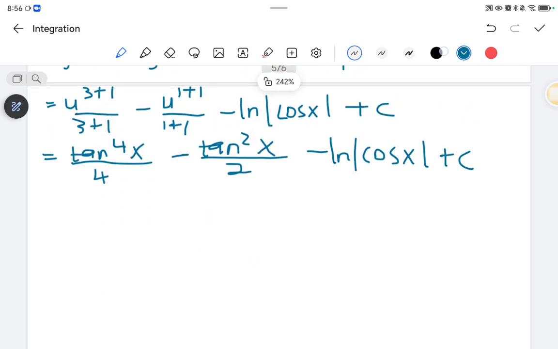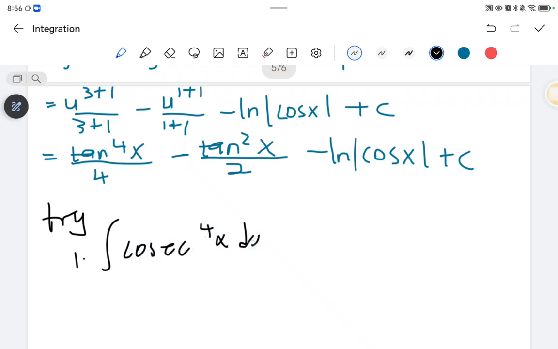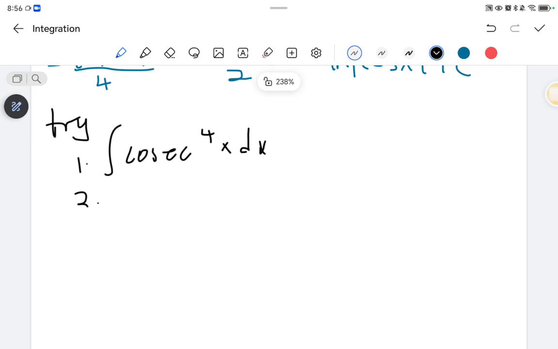Yeah, and I want the solutions, right? Try. I want you to try the integral of cosec x dx. Also, you must try the integral of sec 3x dx. And then we'll do corrections for these ones. I just want you to try them.